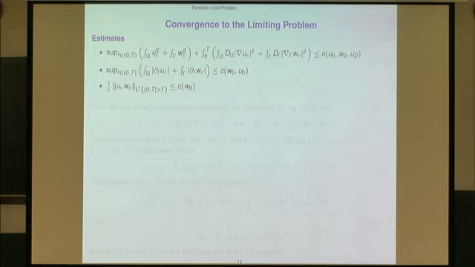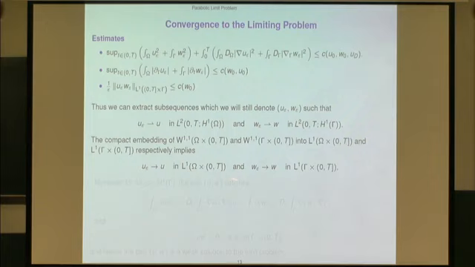And this estimate here follows straightforwardly using the positivity of U epsilon and W epsilon. And so given all these estimates from standard compactness results, we can extract subsequences which converge weakly in L2 H1 for U and W to a limit pair U and W. And then I can use the fact that this space W11 is compactly embedded into L1 to conclude that U epsilon converges strongly in L1 to U and W epsilon converges strongly to W.